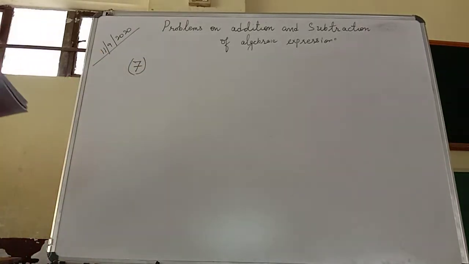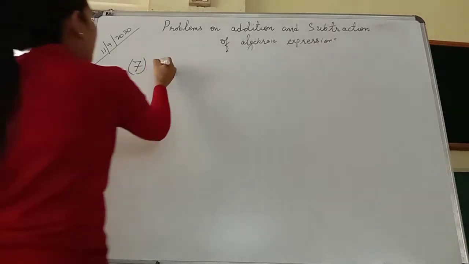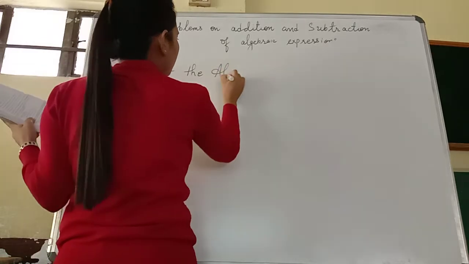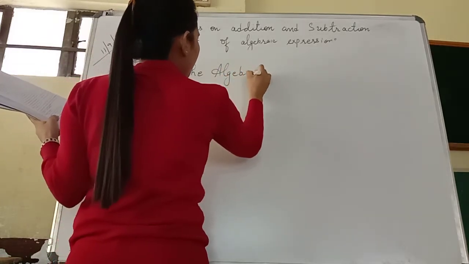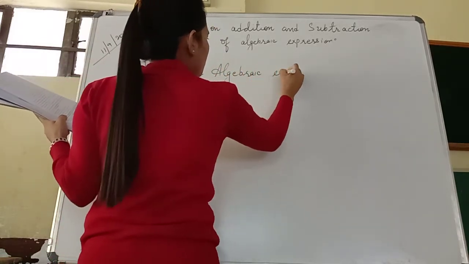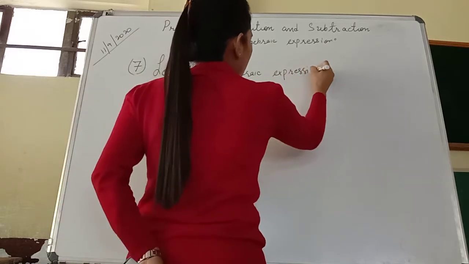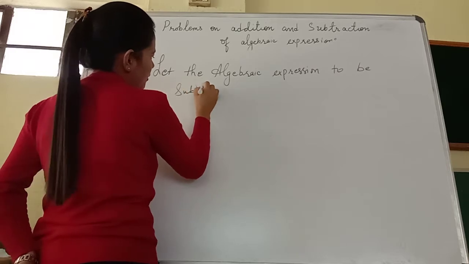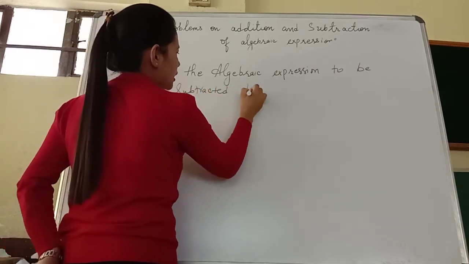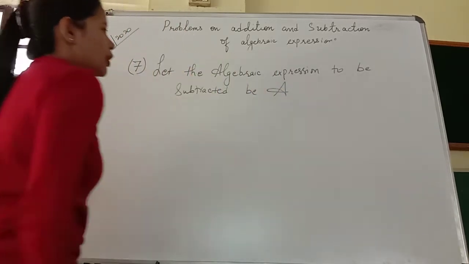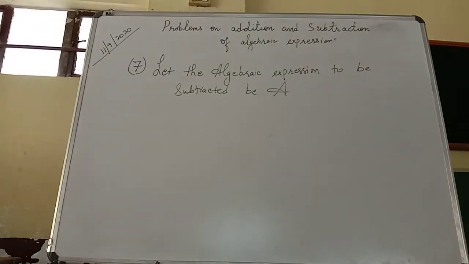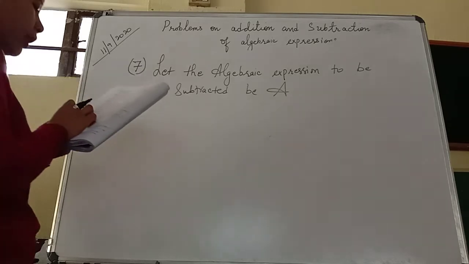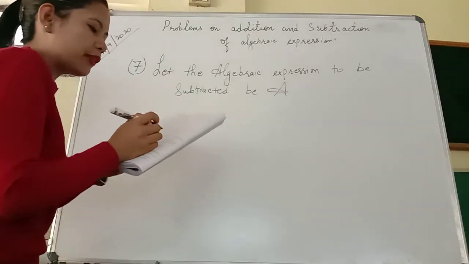I suppose all of you have a book. So I start: the algebraic expression to be subtracted be A. So this is how I begin my solution, okay? So they are saying how much should be subtracted from the given expression?